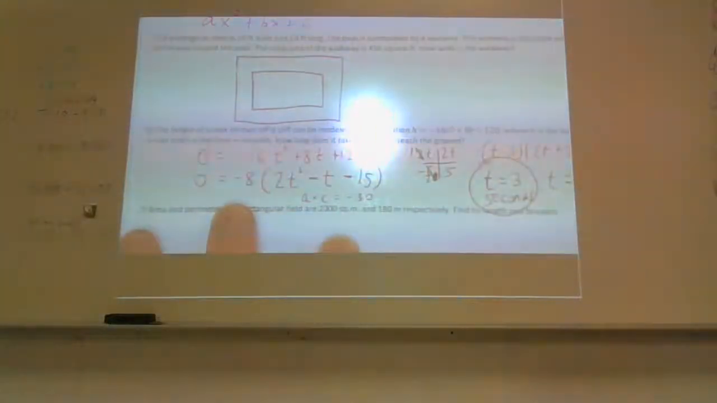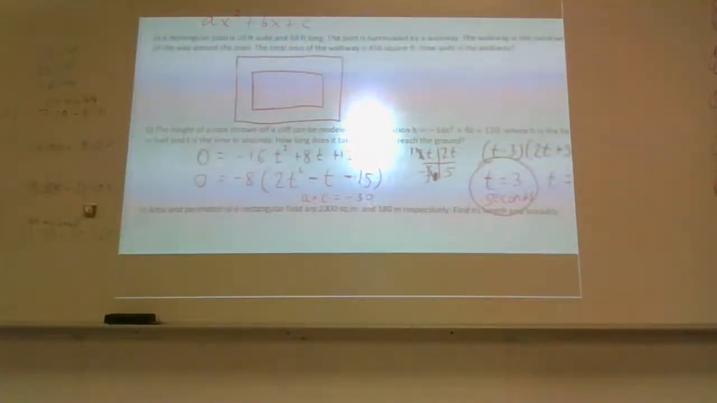A rectangular pool is 20 feet wide, 50 feet long. It's surrounded by a walkway. The walkway is the same width all the way around the pool. I know what the total area of the walkway is. I don't care. But check this out.